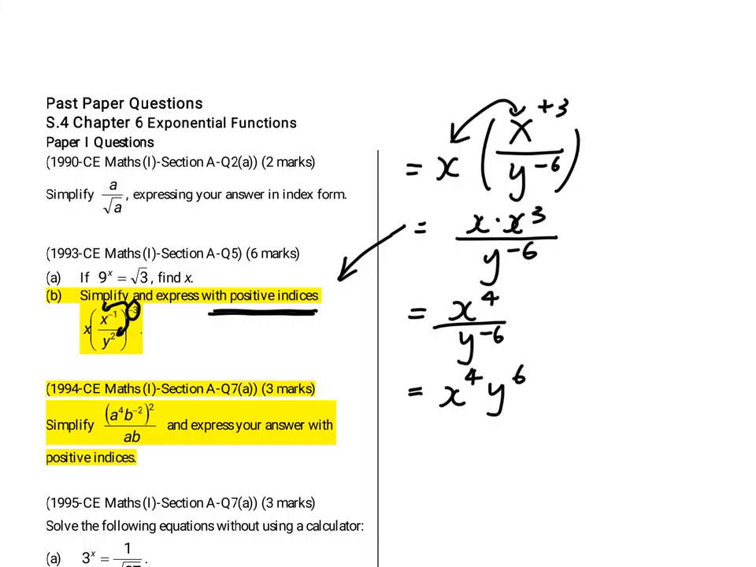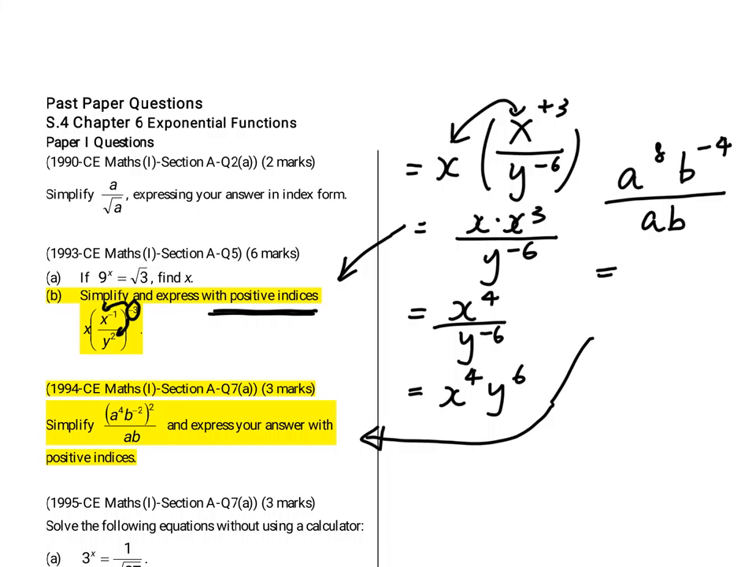And then this question is very similar. First of all, I will explain first. So I will have a to the power 4 times 2 would be 8. And then b, negative 2 times 2 will be negative 4, and then divided by a, b, and then a to the power 8 divided by a. That means the numerator you have 8a, and the denominator you have 1a, so would remain 7a in the numerator.